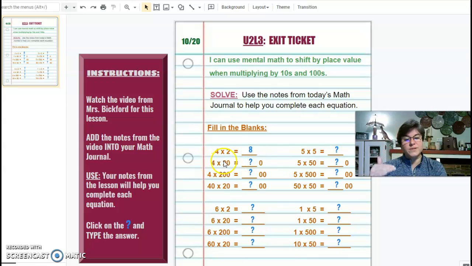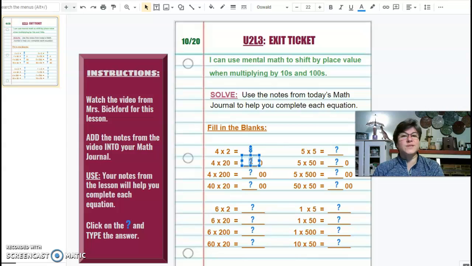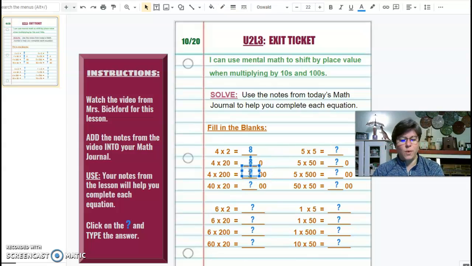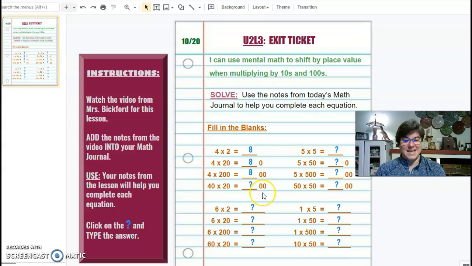It's still 4 groups of 2 tens. So I need to have some tens. 4 groups of 2 was 8. So 4 groups of 2 tens is 8 tens. Do you see how this pattern is happening? Well, what about 4 groups of 200? Wouldn't that be 800? And then think about your 10 tens. What's happening there? You're going to fill out this exit ticket.